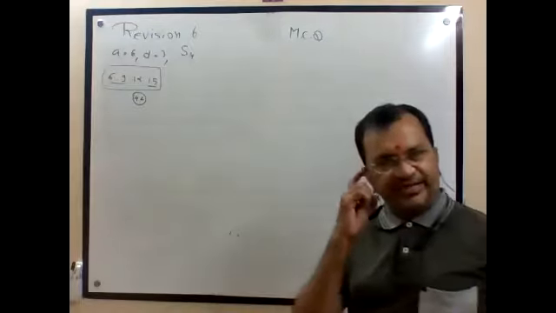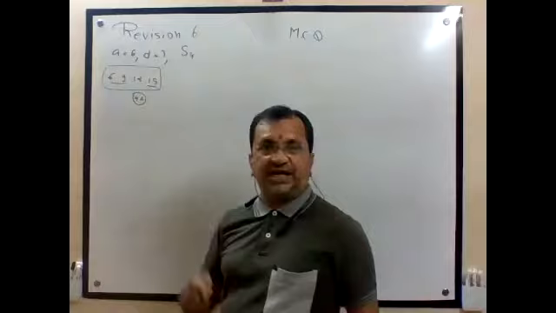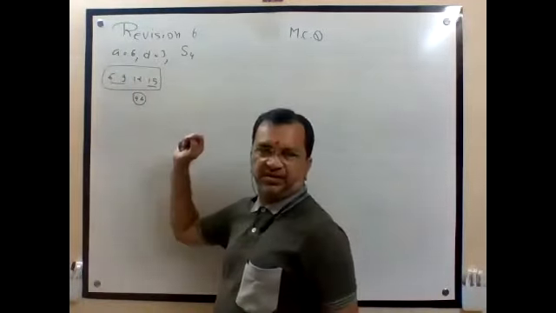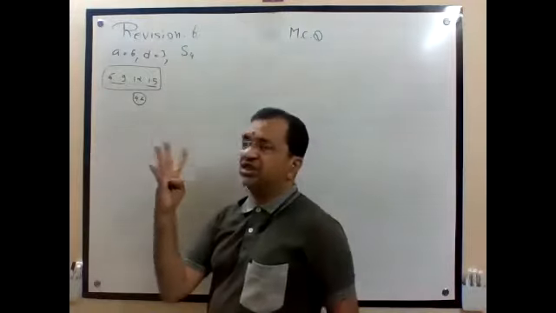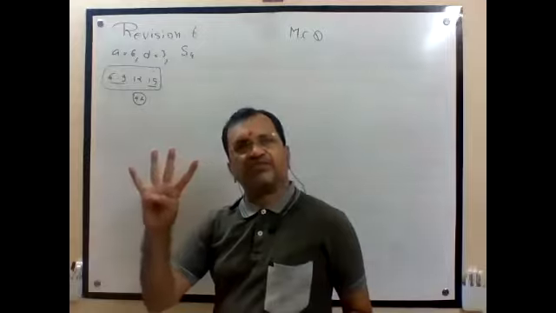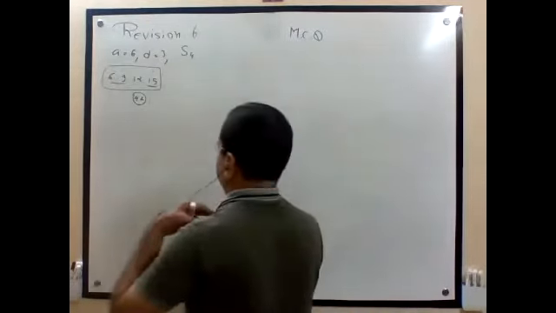For MCQ, this is by logic. If it starts with 6 and every time it increases by 3, plus 3, plus 3, plus 3. But we want S4, which means the sum of the first 4.